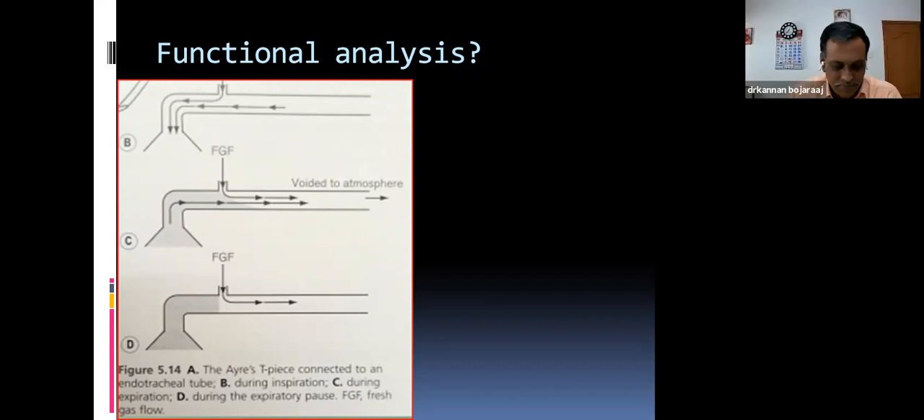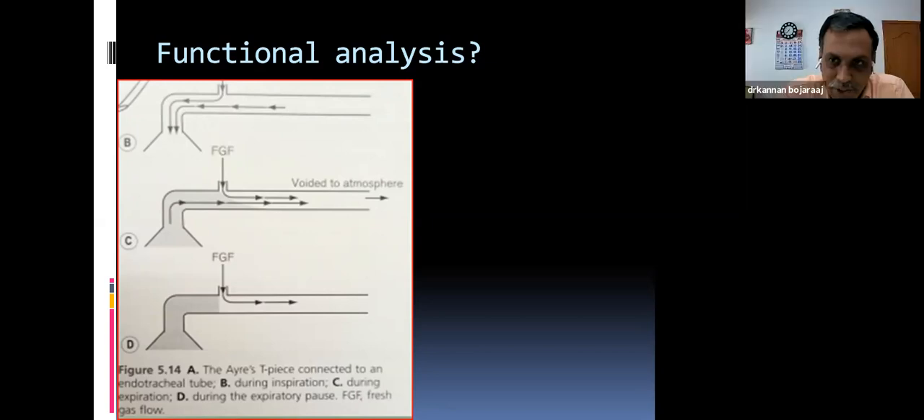During inspiration, sir, the fresh gas enters from both the corrugated tube and the fresh gas flow to the patient, sir. During expiration, the expired gases and the mixed alveolar gases are vented out via the expiratory limb, via the corrugated tube, sir. During the expiratory pause, since the fresh gas flow is flowing, the fresh gas flow enters the corrugated tube, sir. And then for the next inspiration, a minimal amount of expired gases and the fresh gas flow enters the patient.